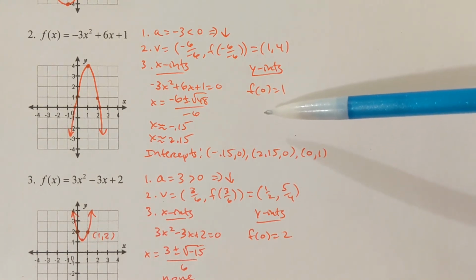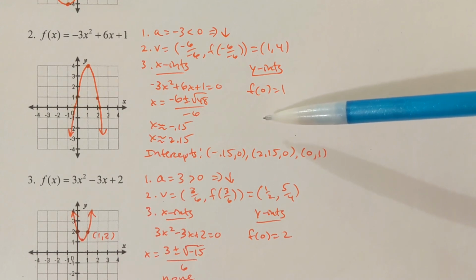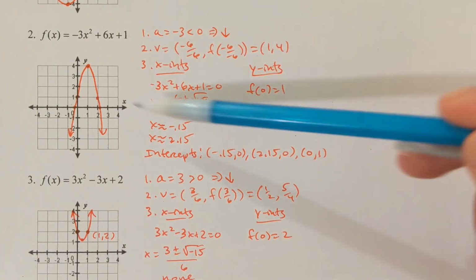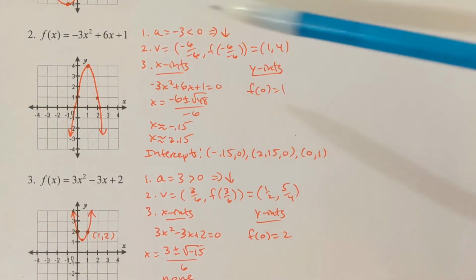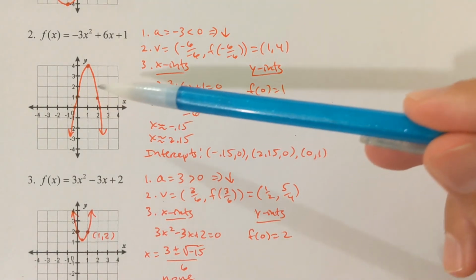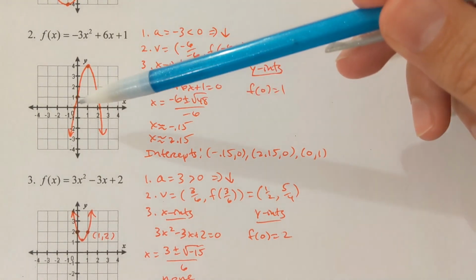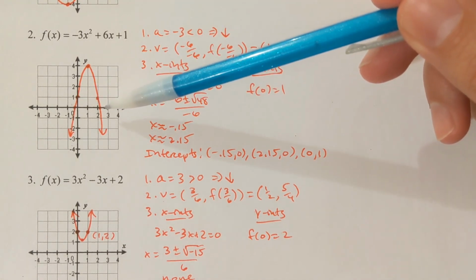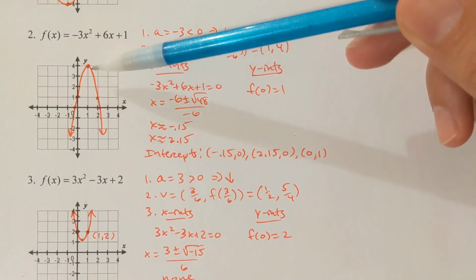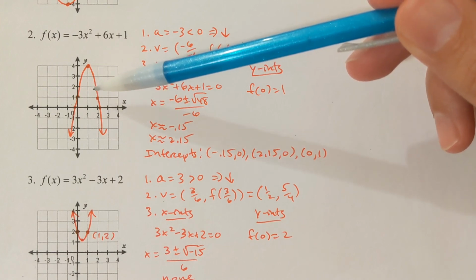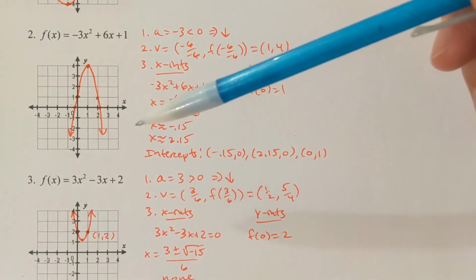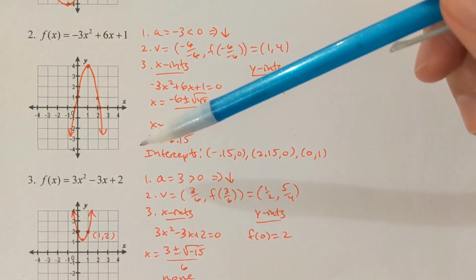To find the y-intercept, I need to let x be 0. When x is 0, I get 1. Okay, so (0, 1) is on the graph. Here's (-0.15, 0), and then (2.15, 0). Okay, all three of those intercepts are below the vertex, and that should always happen. They should either be above or below the vertex, depending on if the parabola opens up or down.